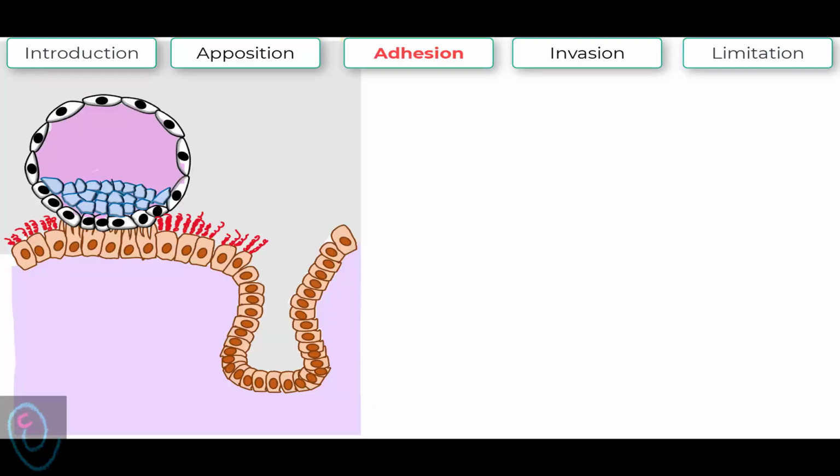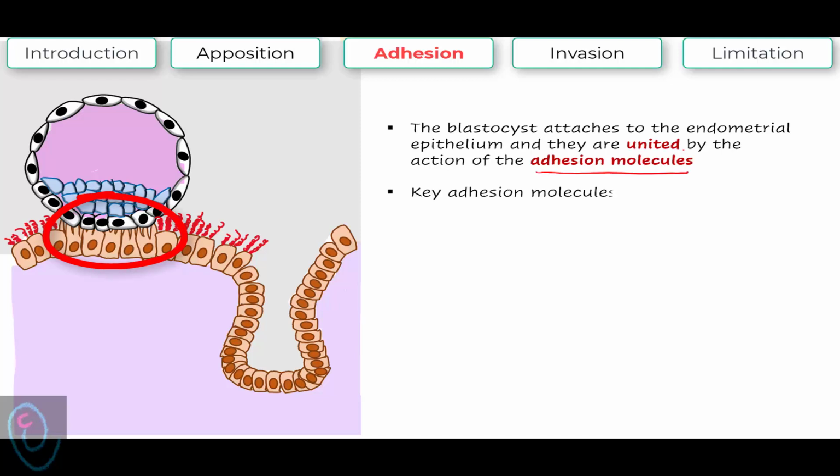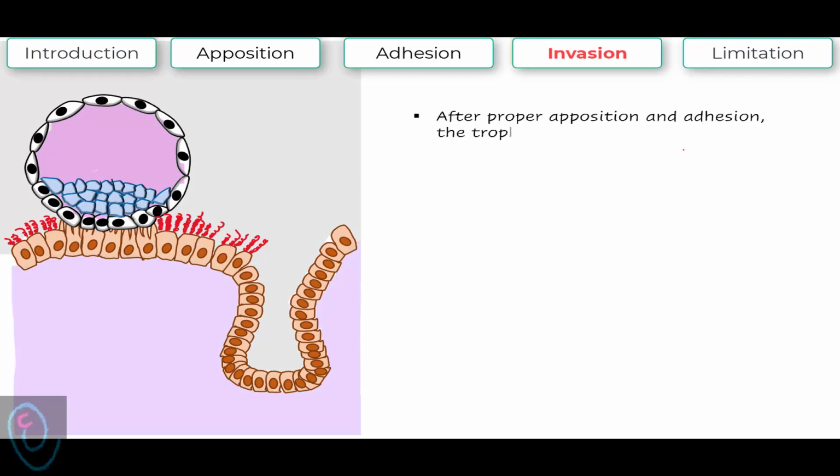Adhesion is the next step, when the blastocyst attaches to the endometrial epithelium, and they are united together by the action of adhesion molecules. Key adhesion molecules include integrins, selectin, and trophinin. The next step is invasion.